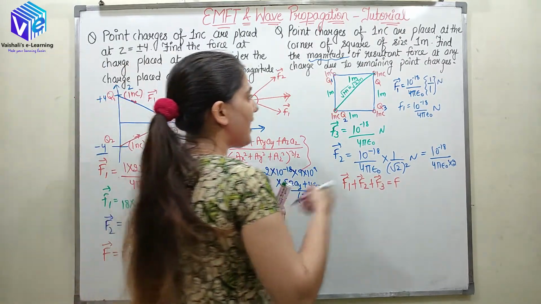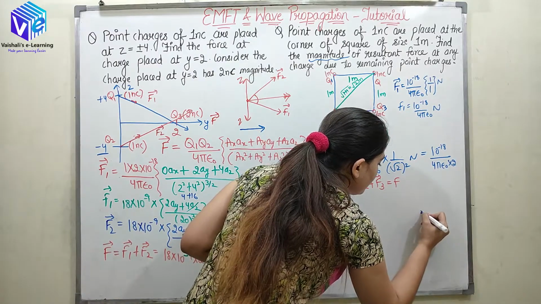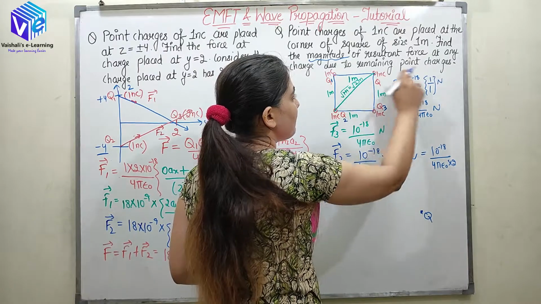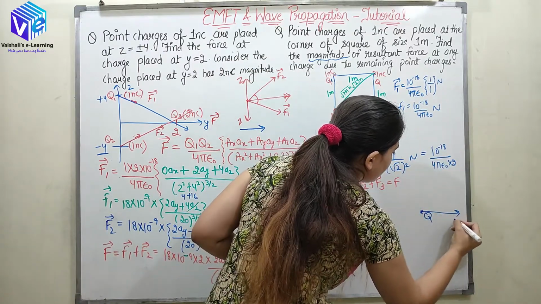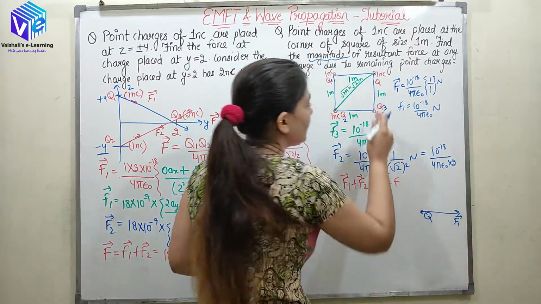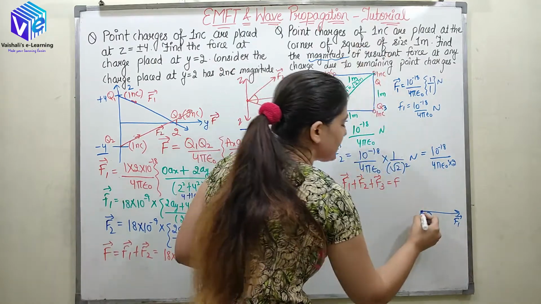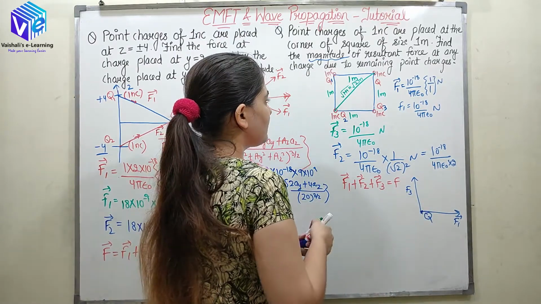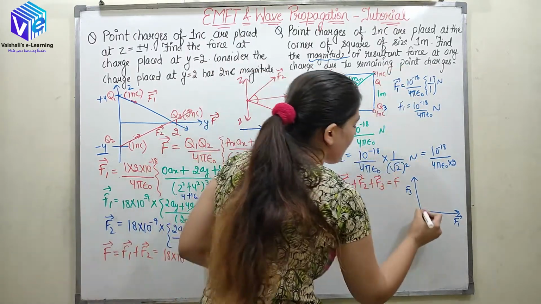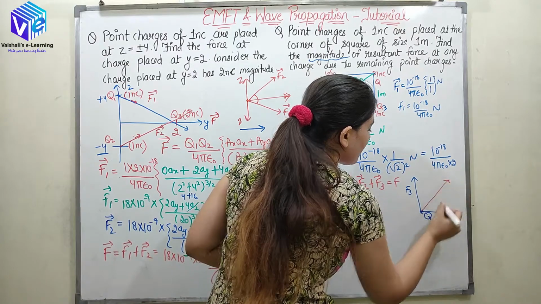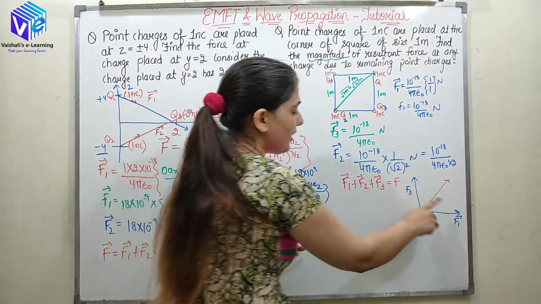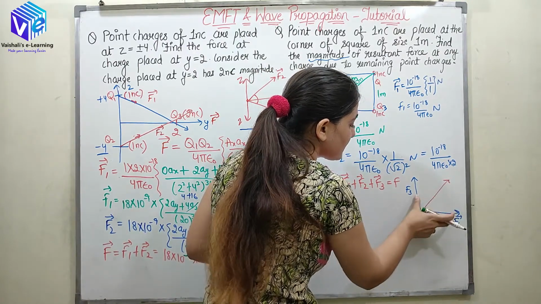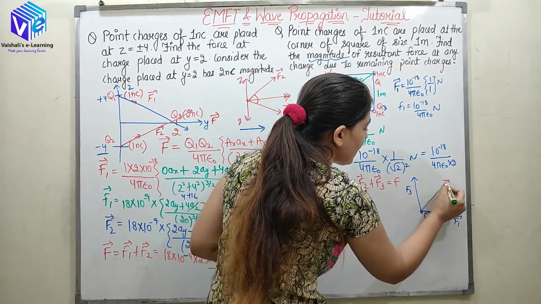So now if I see the forces, let's suppose this is my charge Q. Now what is F1? F1 is in this direction. So this is my F1 force. What is F3? F3 will be in upside direction. So this is my F3. Okay. Now what is my F2? F2 will be in this direction. Okay. So now these are two equal forces. Now if I have to check the resultant of these forces, it will be along this line only.